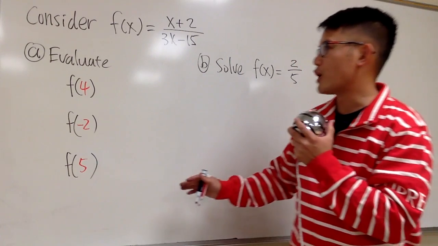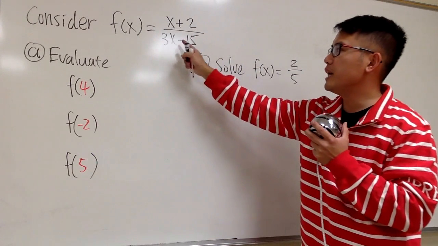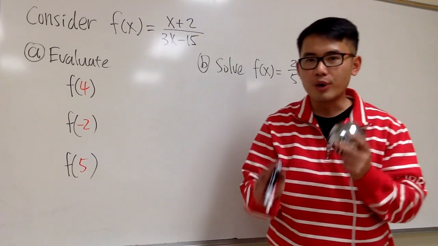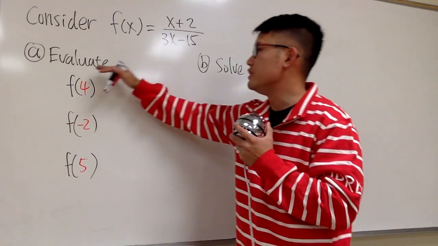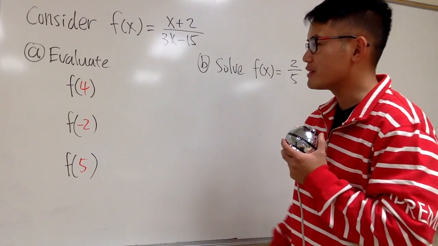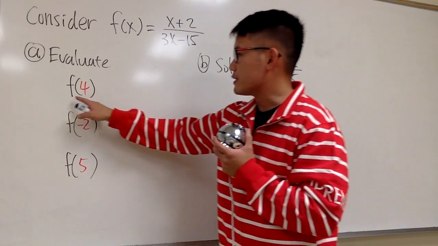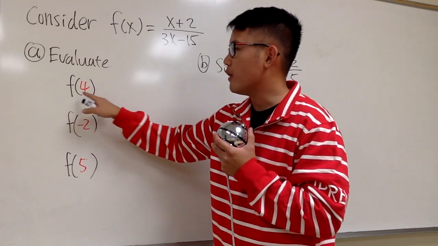So here we are given a rational function f of x is equal to x plus 2 over 3x minus 15. And we're going to talk about the difference between evaluate and to solve. Let's look at this one right here first. And I'm asking you guys 3 questions here, okay? First, we're going to figure out the value for f of 4.